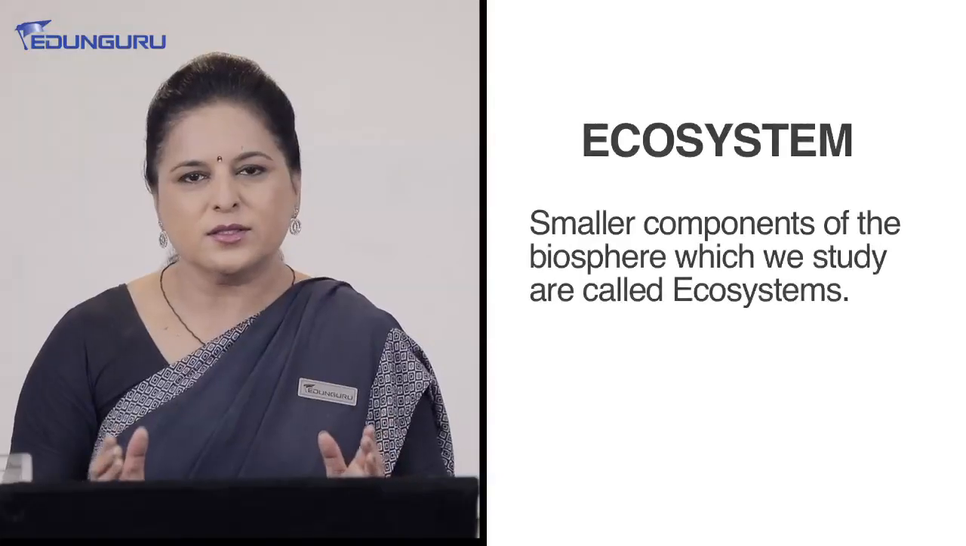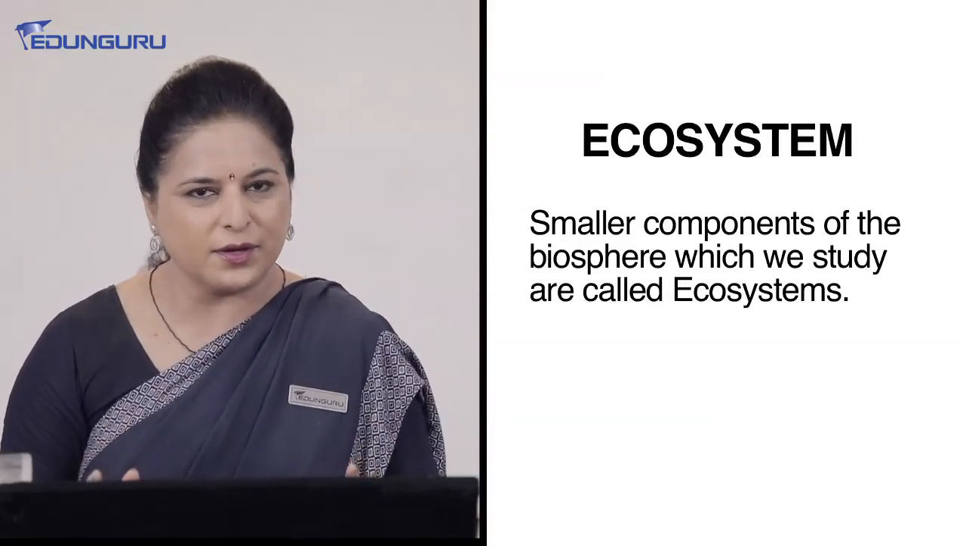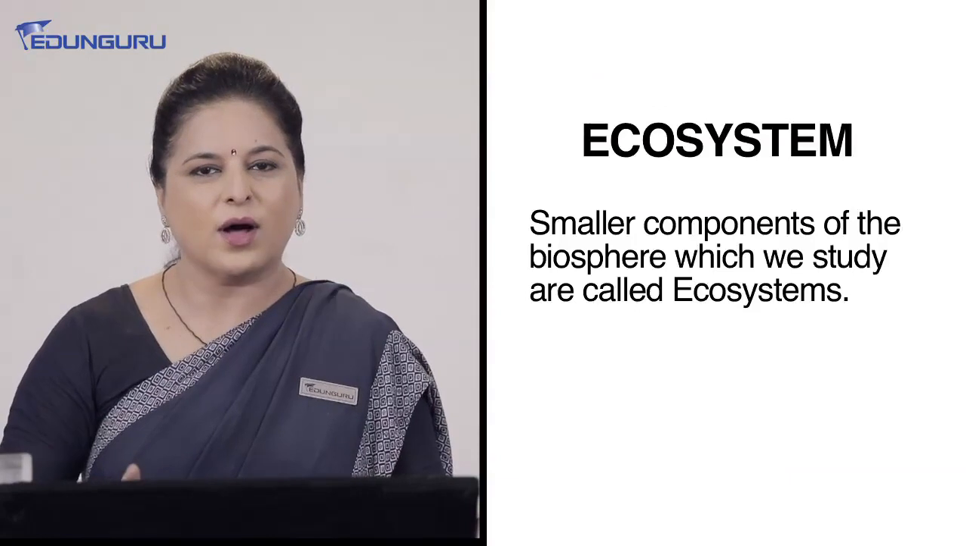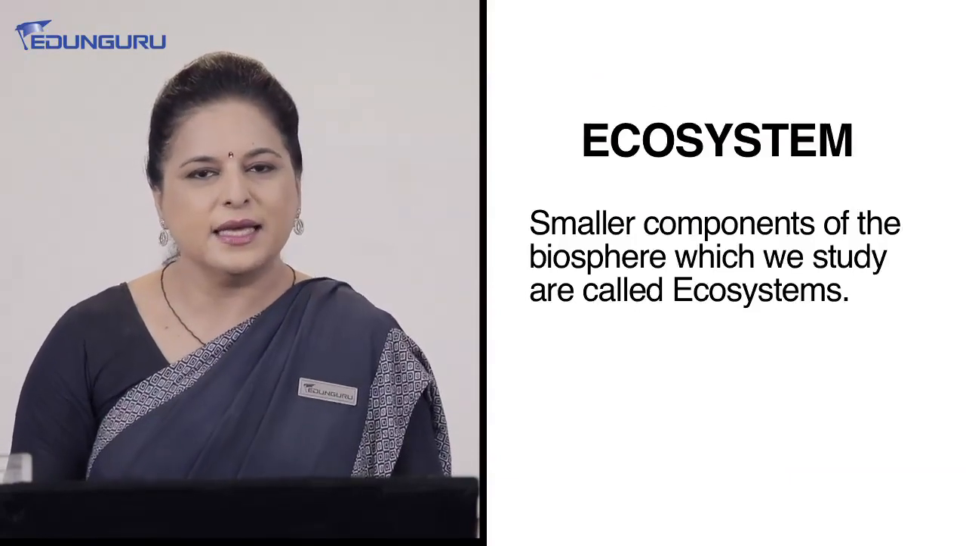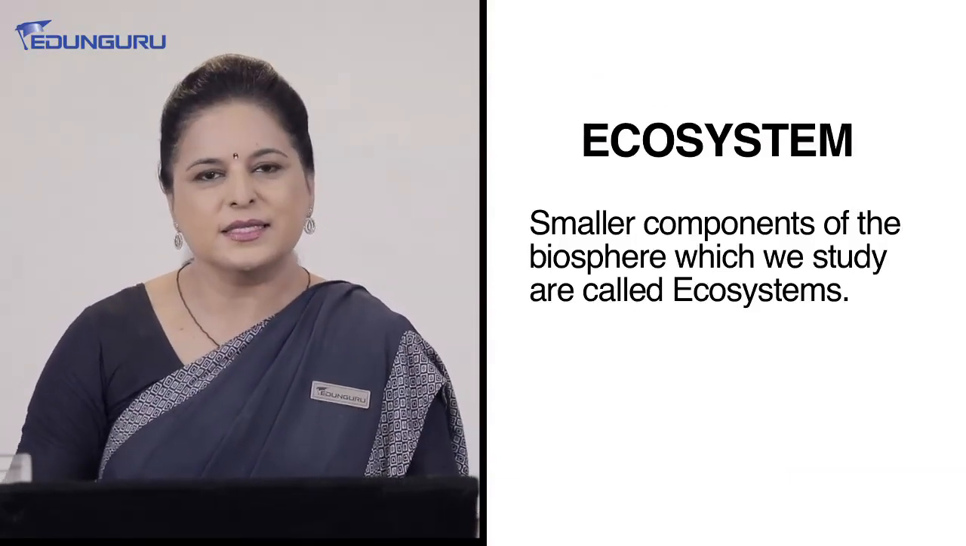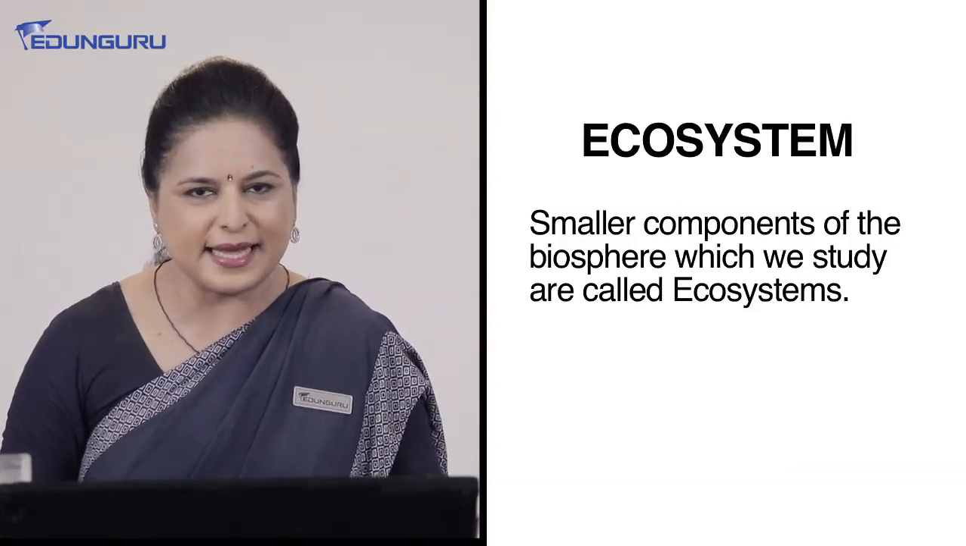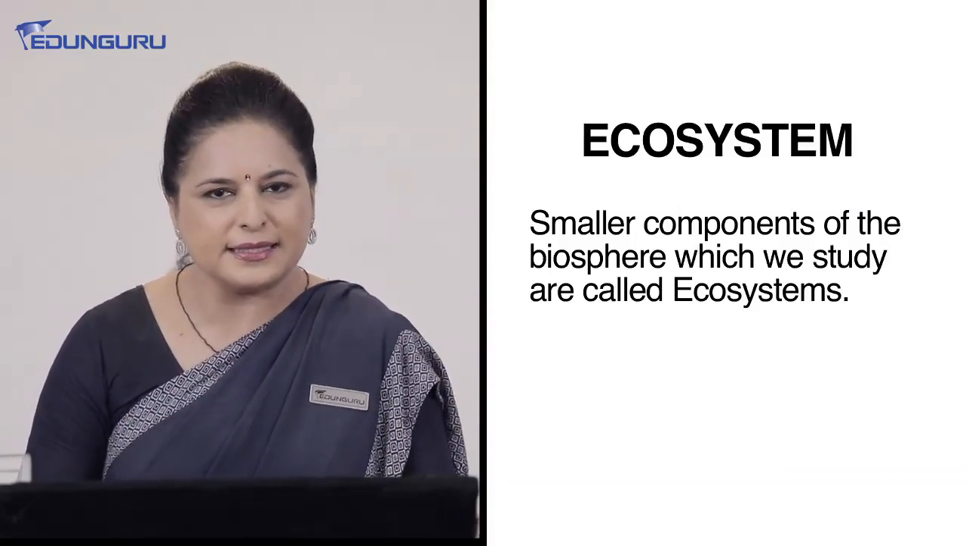So, the smaller components of the biosphere which we study according to our convenience are known as ecosystems, because there is huge diversity of the landscape, of the different types of water bodies, and the air, the temperature is different at different places. So, that is why we have very small units of the biosphere which we can study very easily.